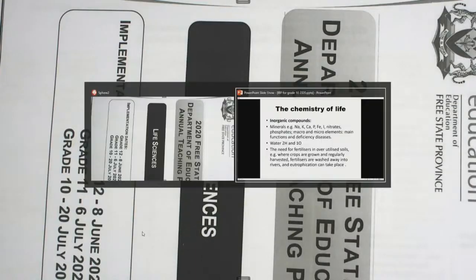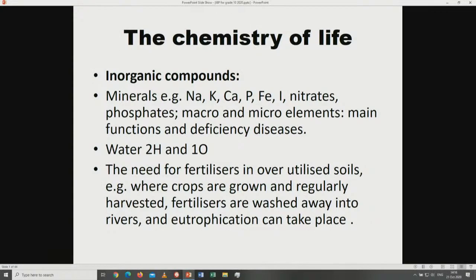We'll just kick in with today's session. We'll be looking at the chemistry of life. In the chemistry of life, we'll be looking at the inorganic compounds. Now we know that inorganic compounds are compounds that don't mainly have carbon, hydrogen, and oxygen all together. For example, we have sodium, potassium, calcium, phosphorus, iron, and iodine. And these are basically the macronutrients that we require in large quantities in our body.